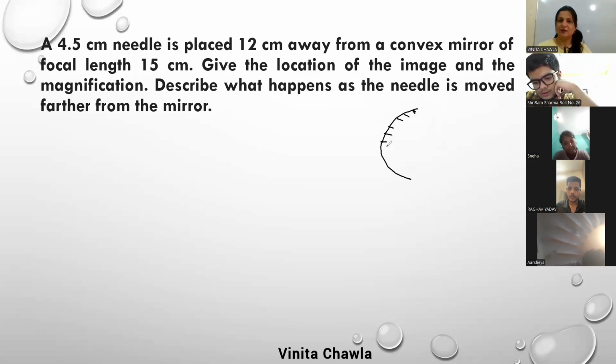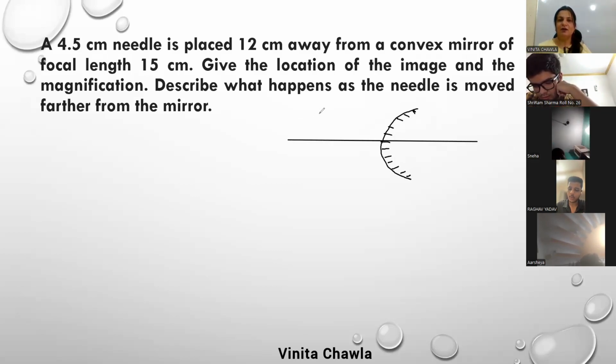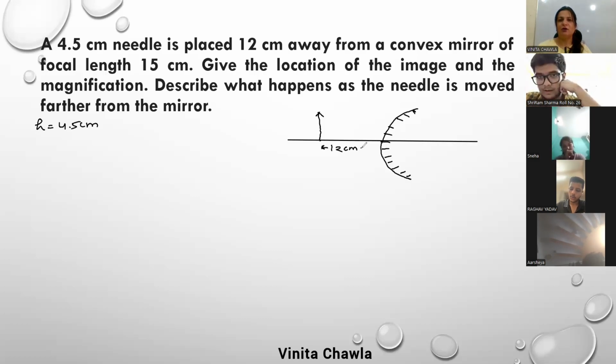So we have a convex mirror. Draw a convex mirror first and the principal axis. A 4.5 centimeter needle is placed 12 centimeter away from a convex mirror. So we have a needle and the height of the needle is given. H is 4.5 centimeter. And it is placed 12 centimeter away from the convex mirror.